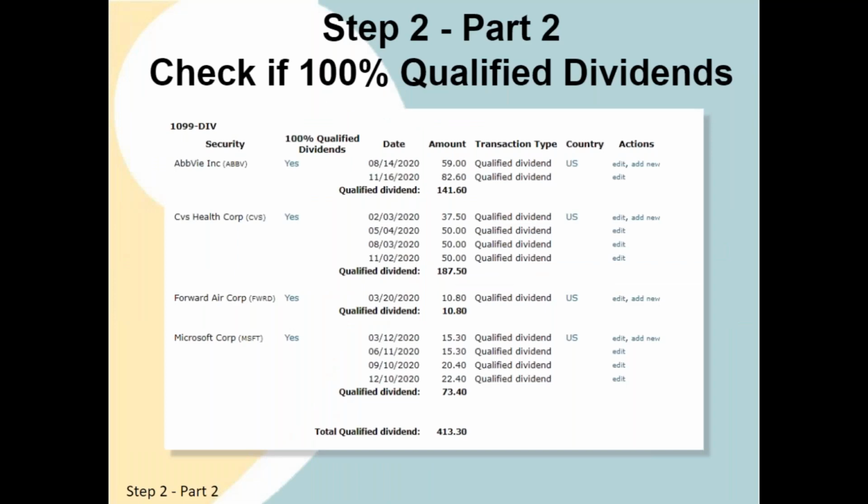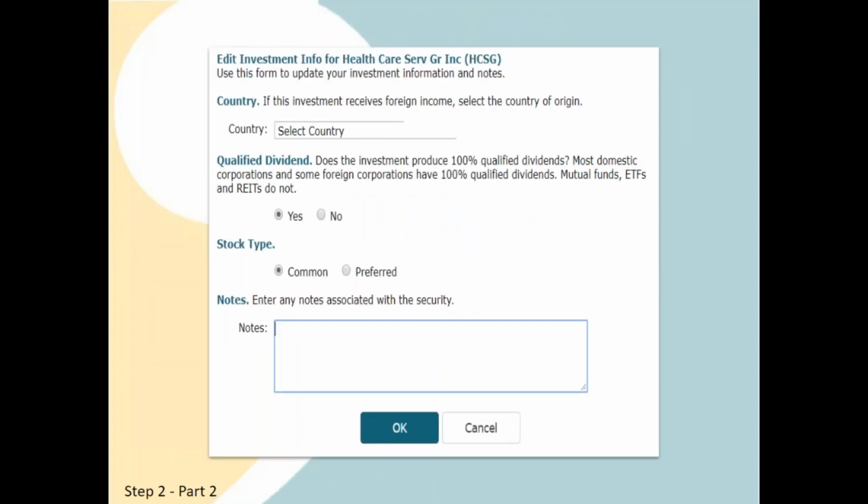To change what is shown in bivio to indicate that not all the dividends are qualified, click on the yes or no shown for that investment. It is a link that will open this page. Select no if the company does not pay 100% qualified dividends.